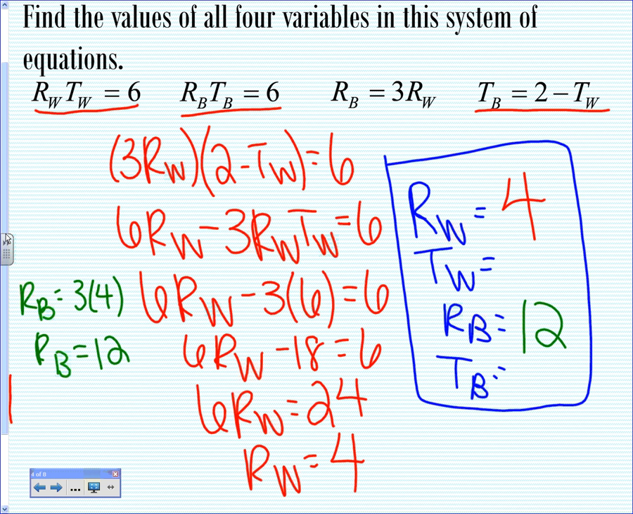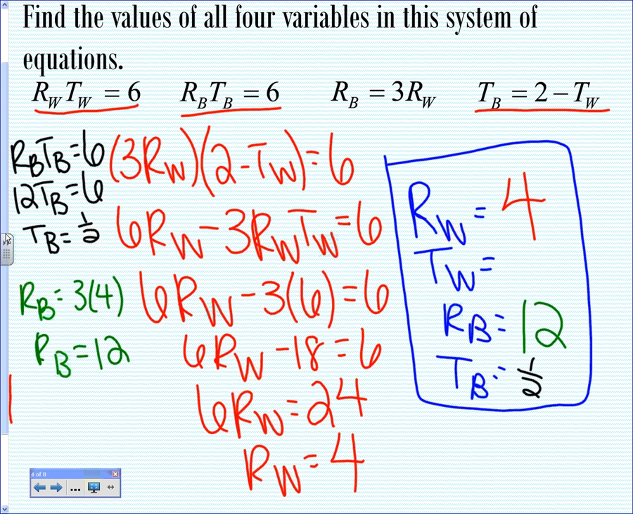From the second equation, you have RB TB equals 6. 12 TB equals 6. So divide by 12 and you get TB equals 6 over 12, which reduces to 1/2. Yeah. They can be fractions.